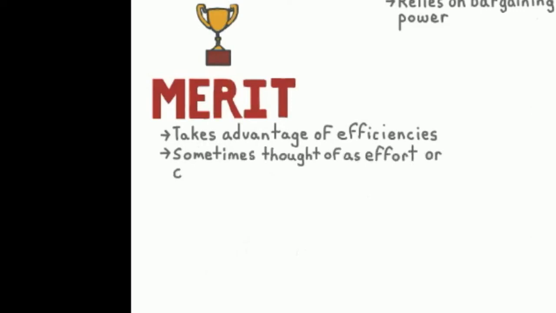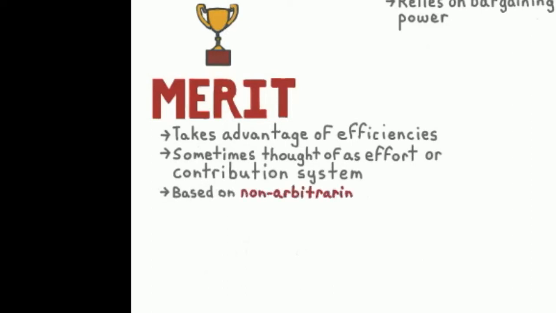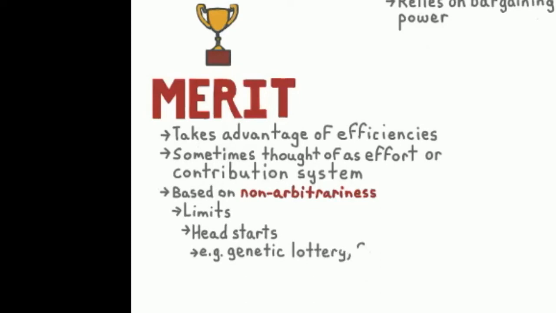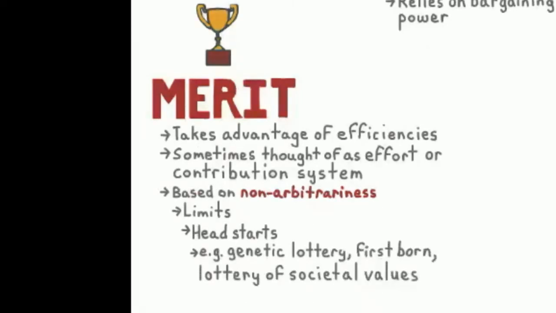A system based solely on merit, for example, while using what seems to be a non-arbitrary system of distributive shares based on effort or contribution, still succumbs to the arbitrariness of the genetic lottery of talents and the societal lottery of those talents being currently valued. Effort itself is also affected by factors like the arbitrariness of being the firstborn.